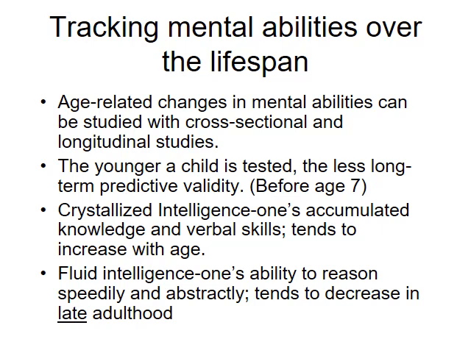So changes happen in age-related kind of growth with intelligence. Crystallized intelligence is accumulated knowledge and verbal skills. It increases with age. So as you get older, you get a better vocabulary. You remember more historical facts. You have more experience. You tend to be better.